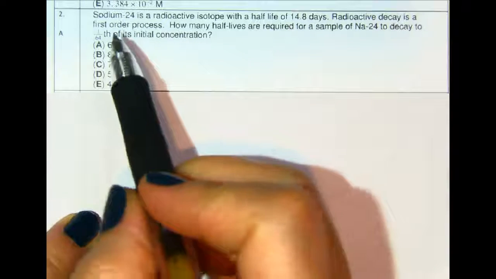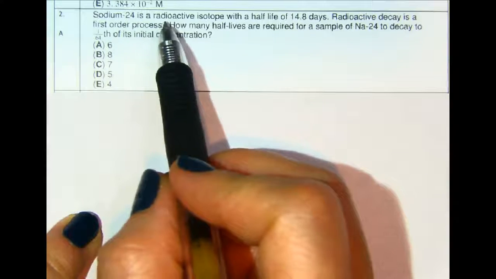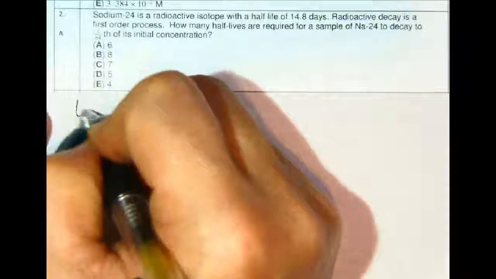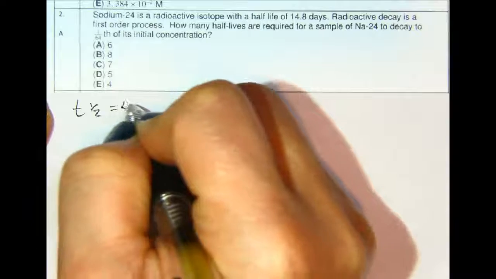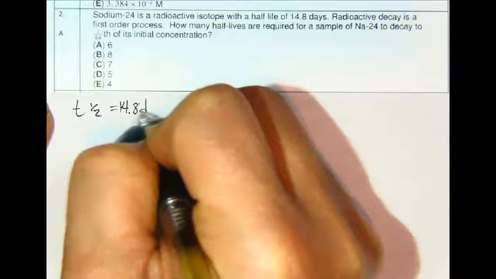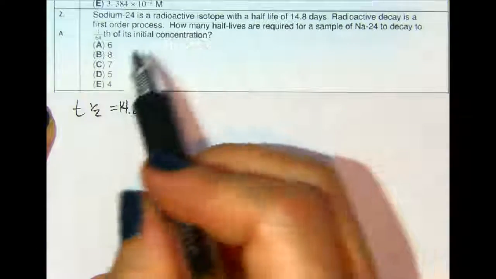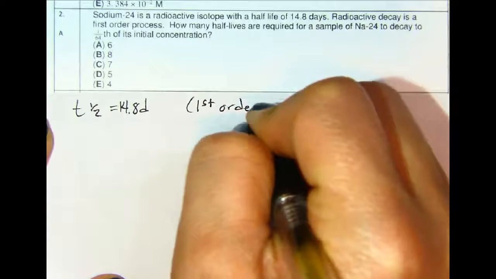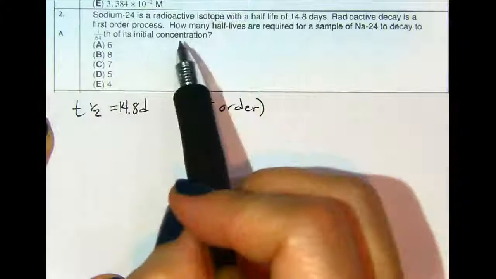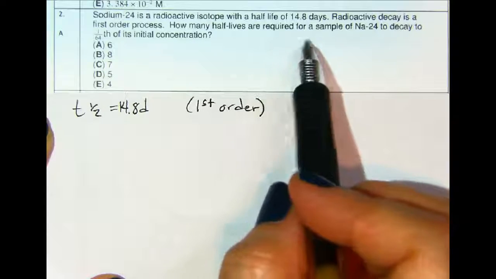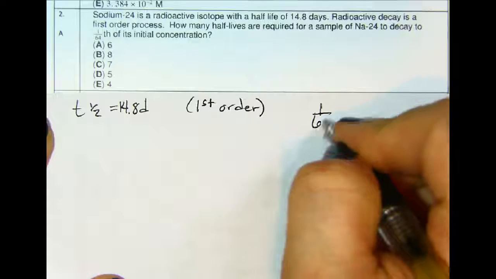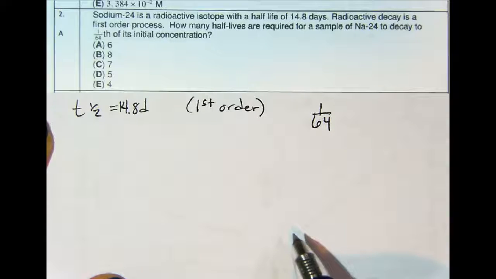Number 2, sodium 24 is a radioactive isotope with a half-life of 14.8 days. So we have a t1/2 equal to 14.8 days. Radioactive decay is a first-order process, so this is first order. How many half-lives are required for a sample of sodium-24 to decay to 1/64th its initial concentration?